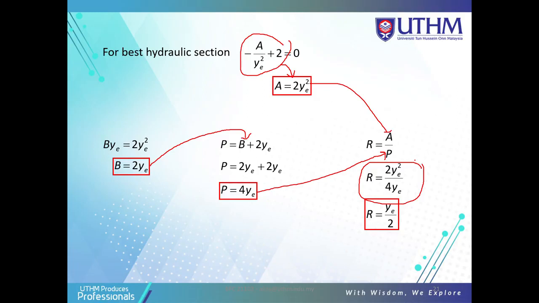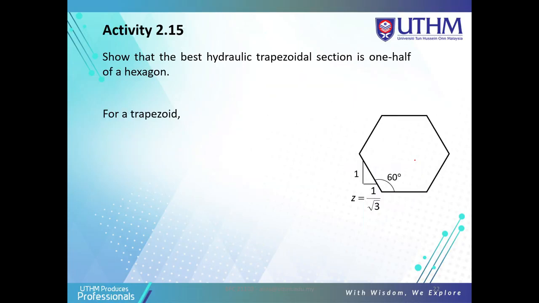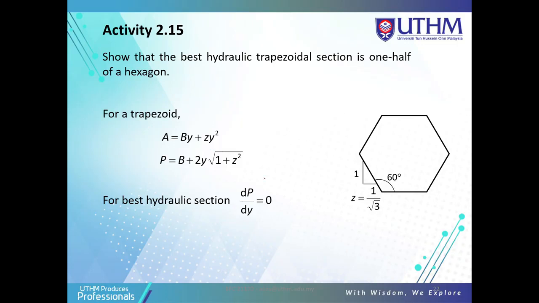You must just change your formula from the normal formula from topic 1 until you get the best hydraulic section formula. Now, show that the best hydraulic trapezoidal section is half of a hexagon. For a trapezoidal, we use the normal formula for the trapezoidal. For the best hydraulic section, you must know that dP over dy is 0. Let's first assume A and Z to be constant, so you can change this equation to this equation in terms of A and Y, because we want to assume that A and Z are constant in terms of Y.